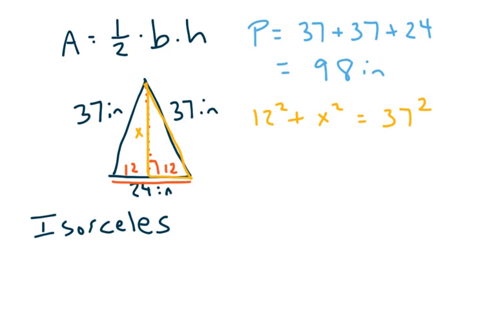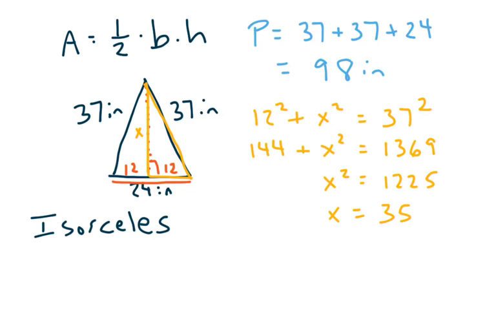So 12 squared will be 144 plus x squared is equal to 37 squared, which is 1,369. I need to subtract 144 from both sides, and I get that x squared is 1,225. And then I find out that x, which is the height of my triangle, is 35.